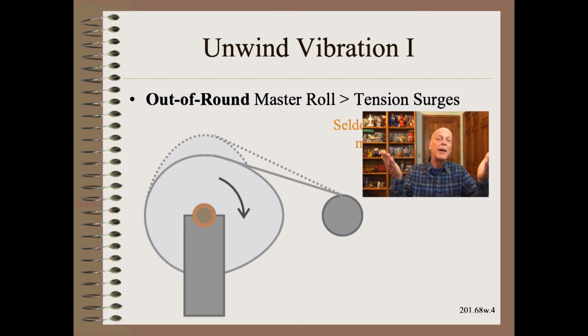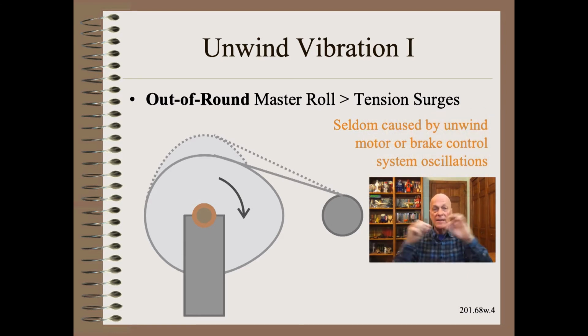Let us begin with a common complaint. That is, the master roll is out of round, and that causes objectionable tension surges. Note that tension surges are commonly the outcome of out-of-round rolls, but very seldom by unwind motor or brake control system oscillations. The reason is simple. Very few electrical mechanical systems have that kind of frequency response. And this is especially true of unwinding rolls due to their extreme inertia.